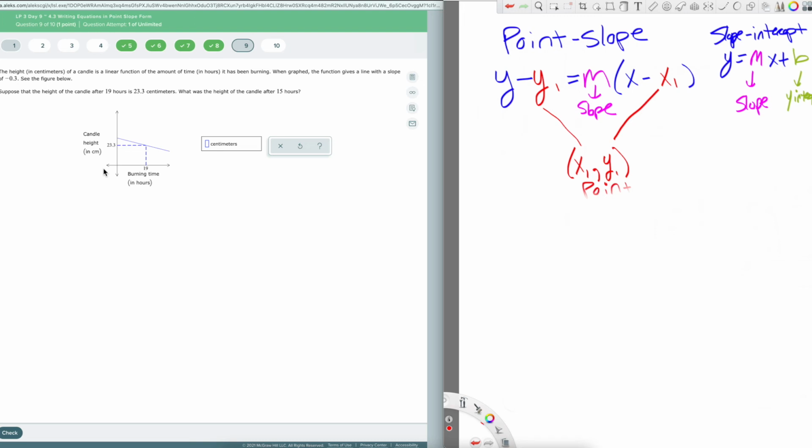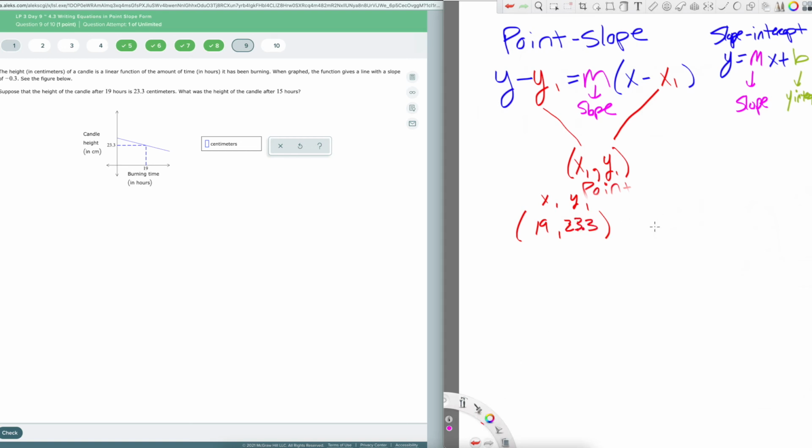And the dependent variable is going to be on your y-axis. All right, so let's go ahead and write a point here. So we have 1 point, which they kind of gave us here. So our x is 19, and our height, which is our y, that's 23.3.